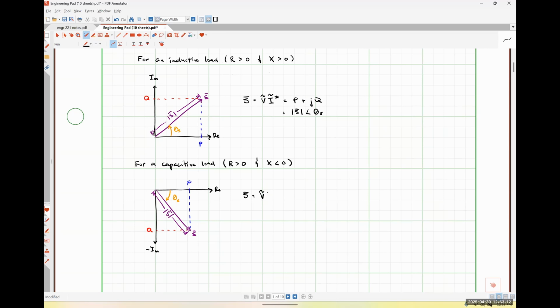S is V times I conjugate. In rectangular form, we would have P plus jQ, where in this case, Q is a negative quantity. And we would have apparent power angle theta S, where in this case, theta S is also a negative quantity.